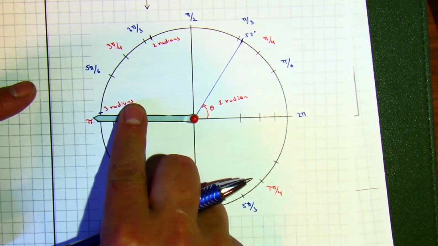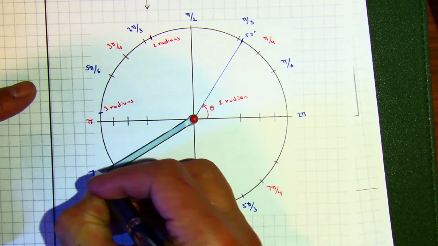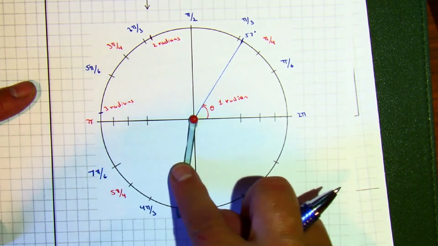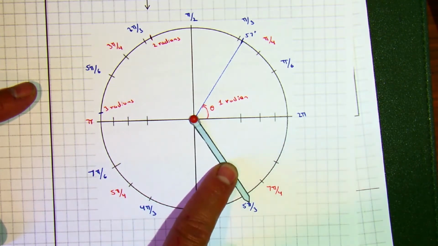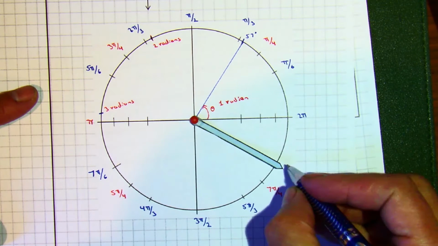One more 6 will be 6 sixes, 7 sixes, 8 sixes, which is 4/3, 9 sixes, which is 3 over 2, 10 sixes, which is 5/3, 5 pi over 3, 11 pi over 6.